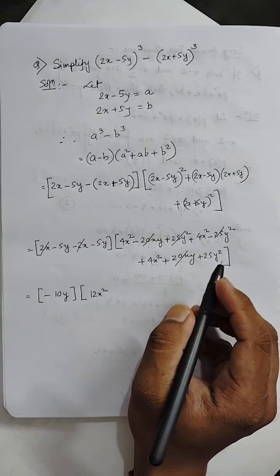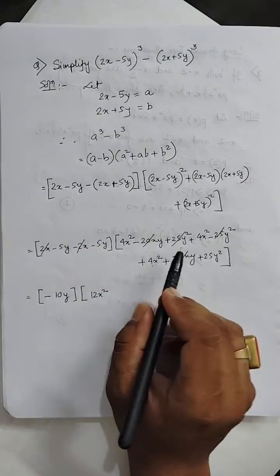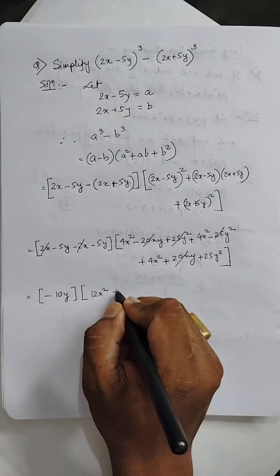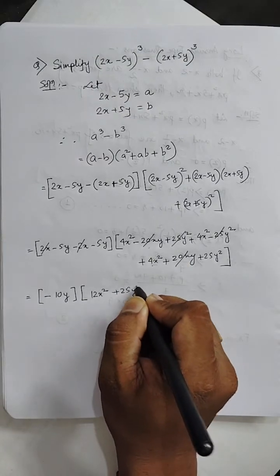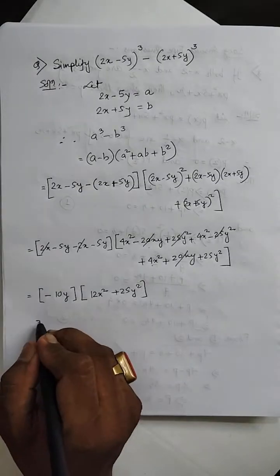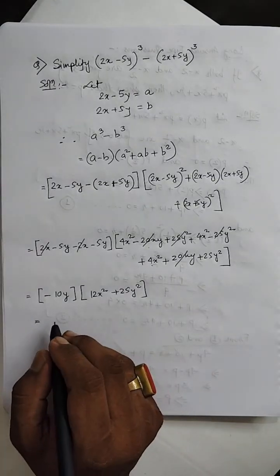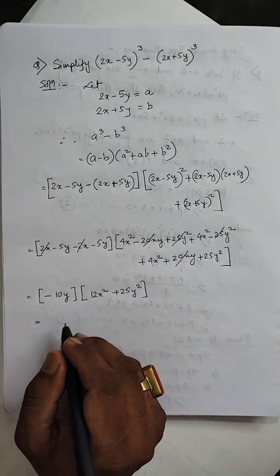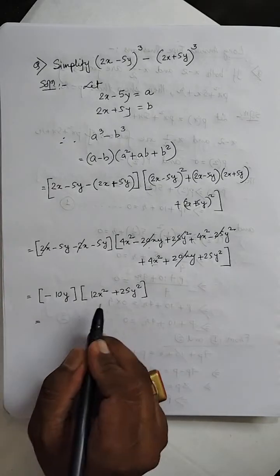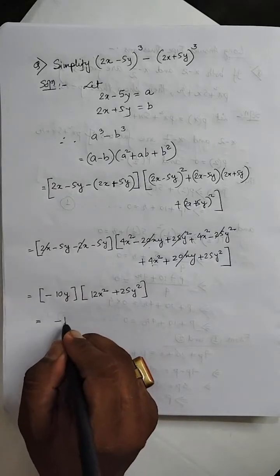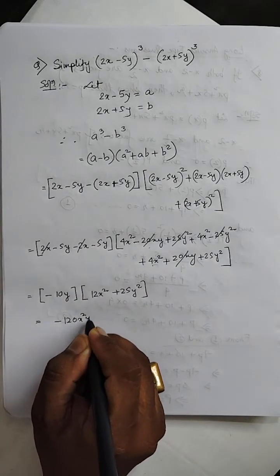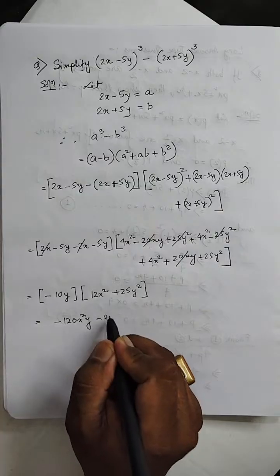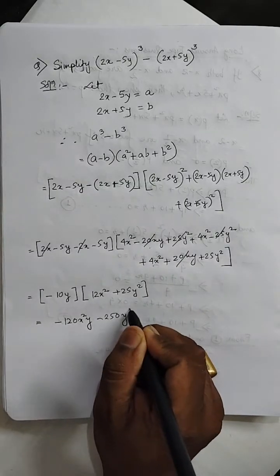25y square. Is it 25y square? So we can multiply these two terms. So this will be how much? Minus 120x square y. 10 into, minus 10y into plus 12 is minus 120x square y and minus 250y.